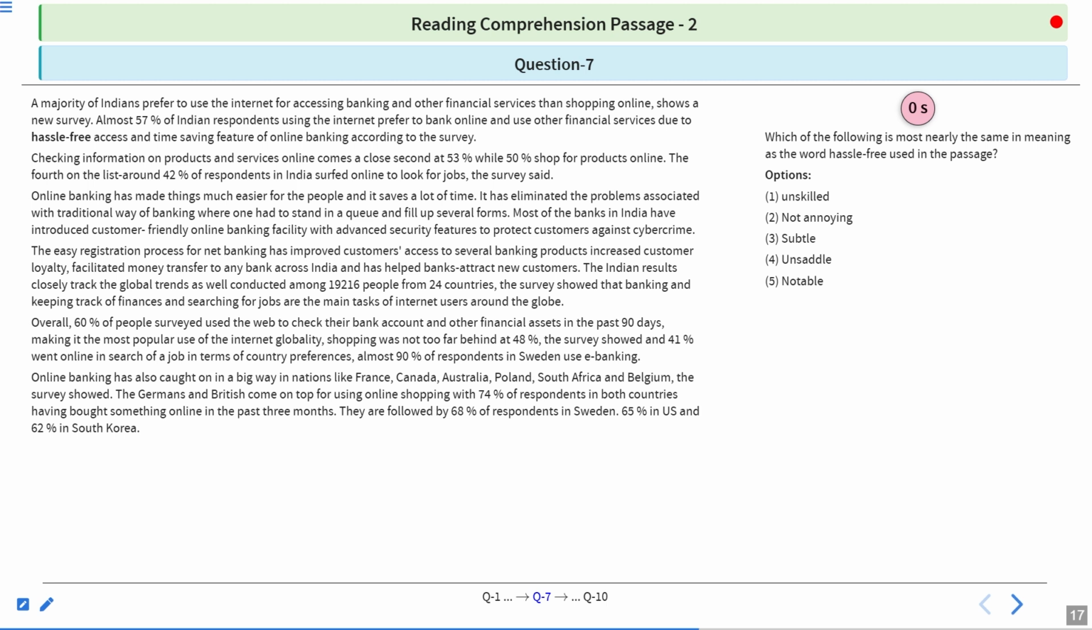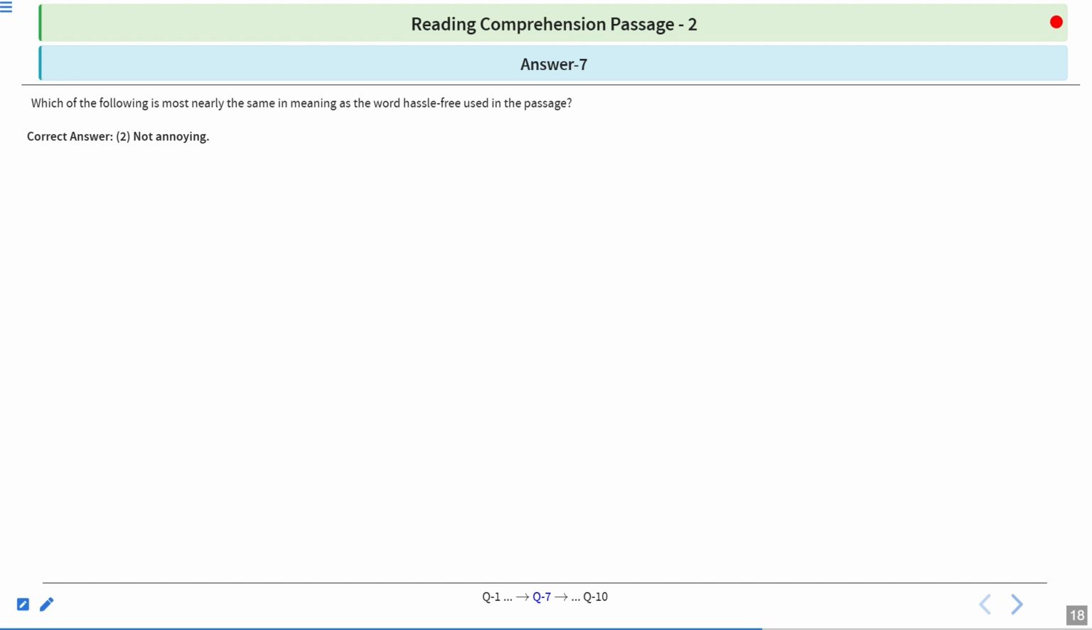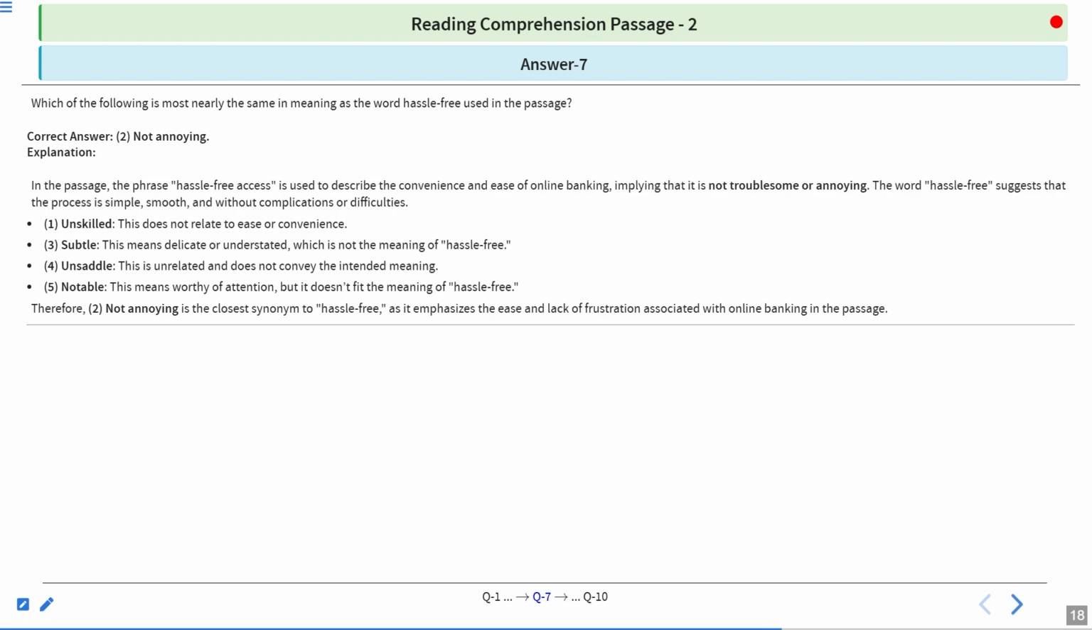I hope you've chosen the right one. Let's move to the correct answer. The correct answer is 2, not annoying. And the explanation is, in the passage, the phrase the hassle-free access is used to describe the convenience and ease of online banking, implying that it is not troublesome or annoying. The word hassle-free suggests that the process is simple, smooth, and without complications or difficulties. The first one is unskilled.